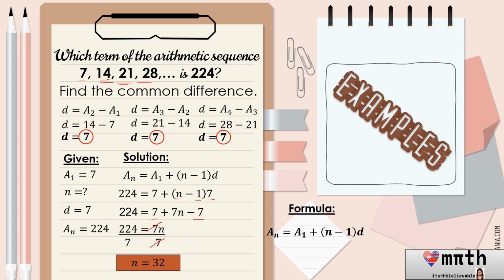Okay, so the term of the arithmetic sequence that we're looking for, 224, is the 32nd term. So, the 224 is the 32nd term of this sequence, or our a sub 32. Okay?